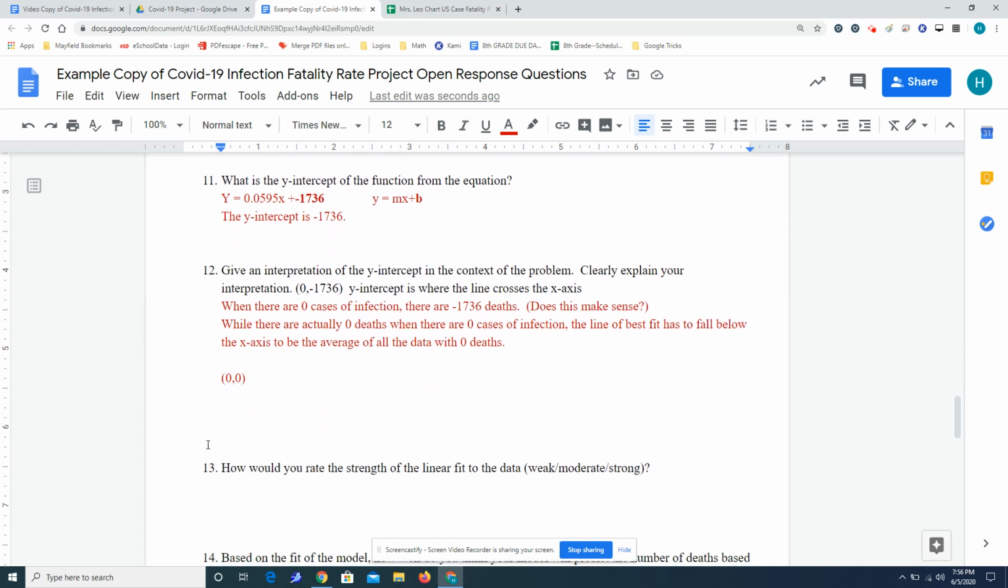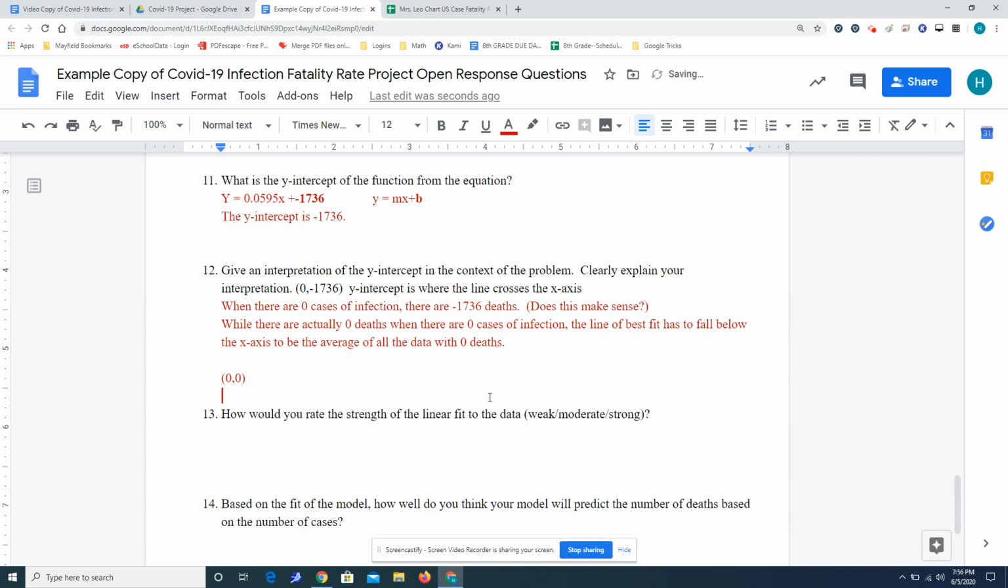Okay, so let's go to 13. How would you rate the strength of the linear fit to the data? Weak, moderate, strong. If you need help with this, look at the Unit 6 Lesson 9 notes. We talked about the strength of the linear fit when you did those notes and those homework problems.